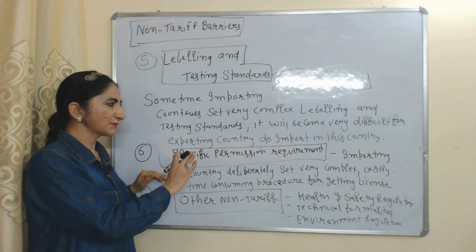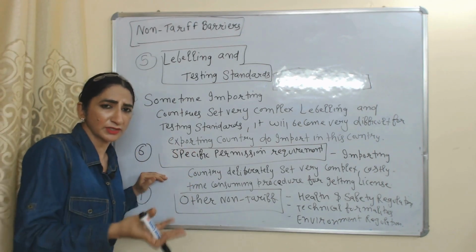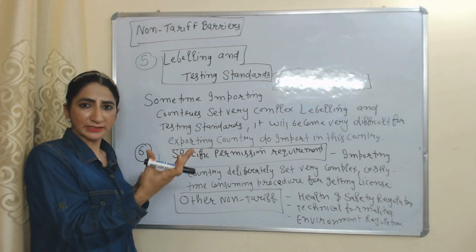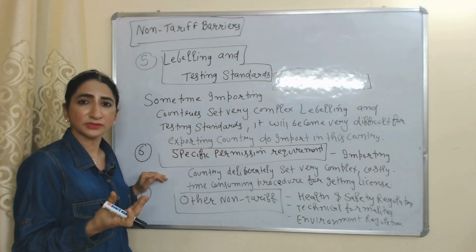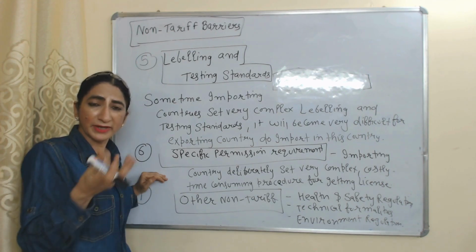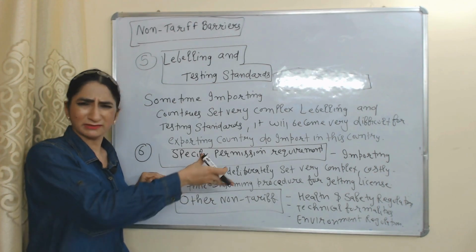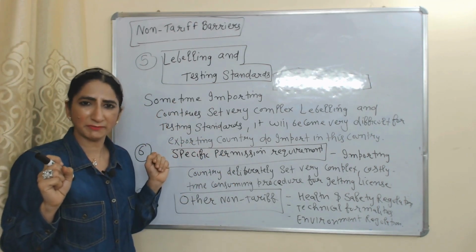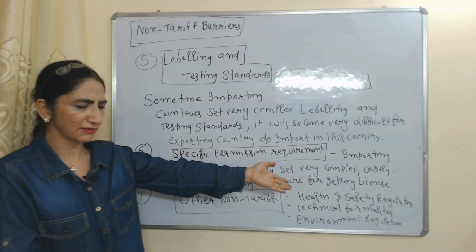Next is specific permission requirement. As we know, a license is a must when you are importing from any country, but sometimes the importing country deliberately sets a very complex, costly and time consuming procedure for getting a license, and it becomes very difficult for the exporting country to acquire this license, so they decide they will not export to this country, and it works as a non-tariff barrier.